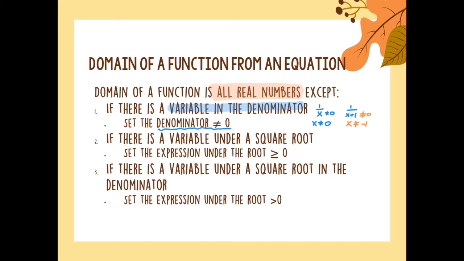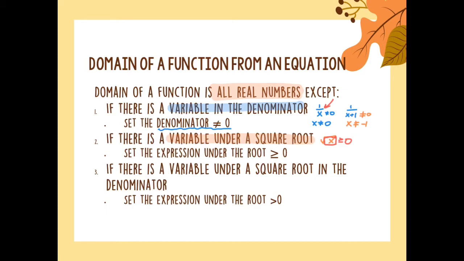The second exception to all real numbers is if there's a variable underneath a square root. If I have a variable underneath the square root, then I would say whatever's underneath the square root has to be greater than or equal to 0. And that happens because we can't square root a negative number, just like the first one happens because I can't divide by 0. It would be undefined.